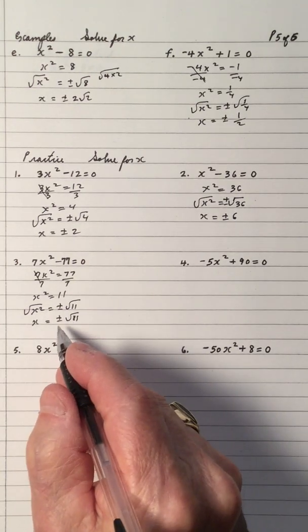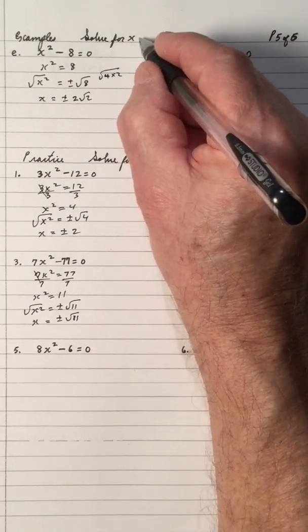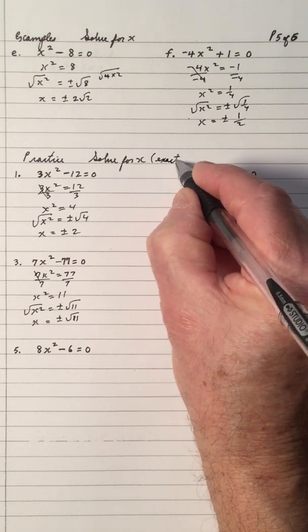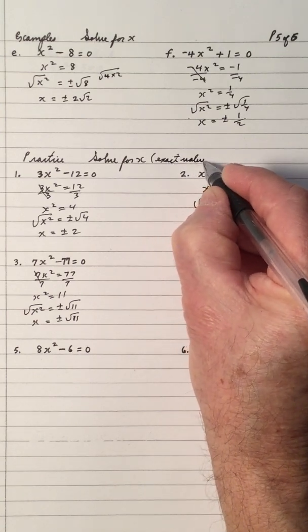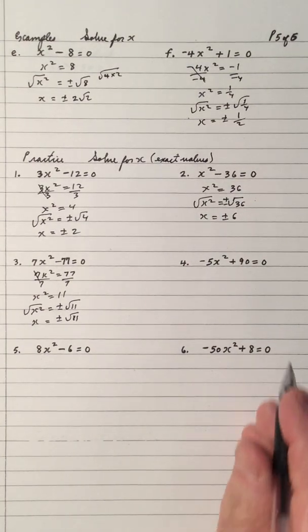Now you could change it to a decimal, but it's better to have the square root of. And sometimes the teachers will say, solve for x exact values, which means they don't want the root changed to a decimal.